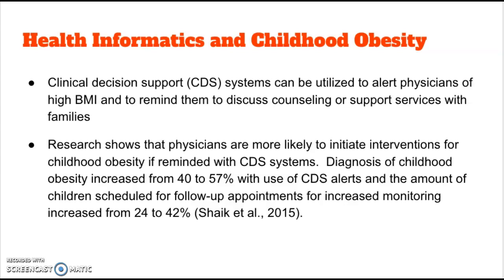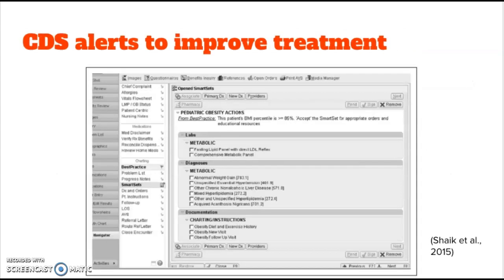It was also shown that children were more likely to be scheduled for close follow-ups with the use of these CDS alerts, meaning that physicians are following them more closely. This is an example of a CDS alert that may come up if a patient's BMI is high. You can see here that it says the patient's BMI percentile is over 85%. BMIs from 85% to 94% indicate that a patient is overweight. Above 95% means that the patient is obese.